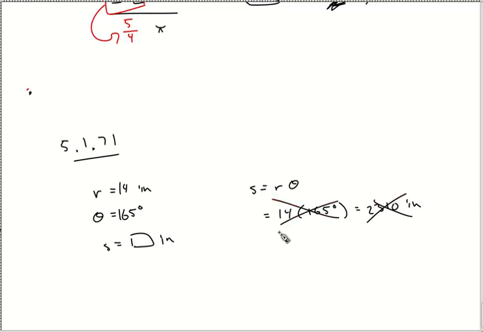This is not the way to do it. How do I do this problem? It's 14 times 165 times pi over 180. Now, why did I do that? Well, because this was degrees, and now I'm converting it into radians. Remember, theta's got to be in radians. So I'm converting it inline, all at once. In the end, this does want both the exact and the decimal equivalent.